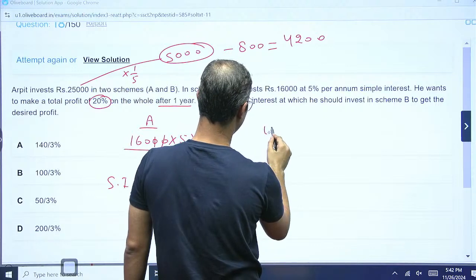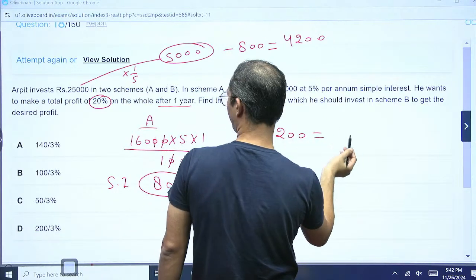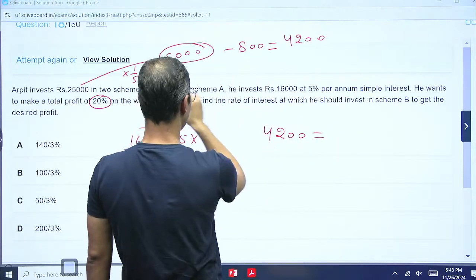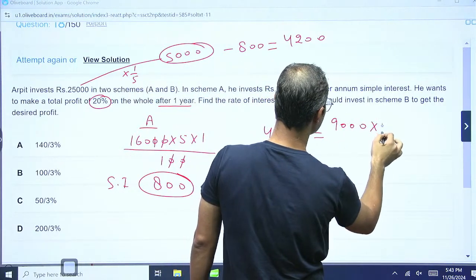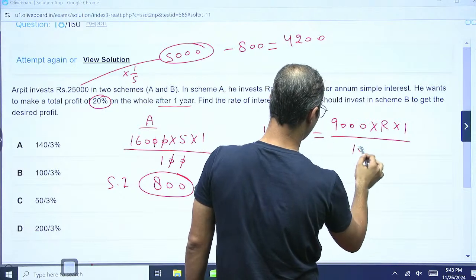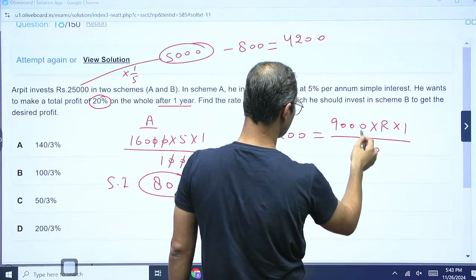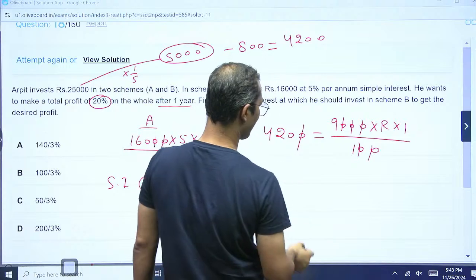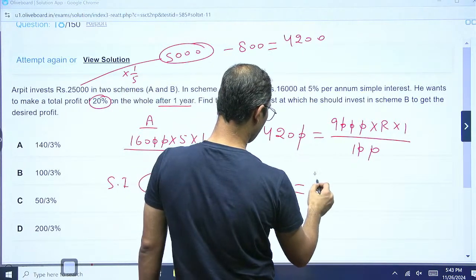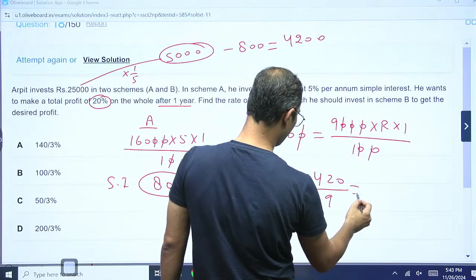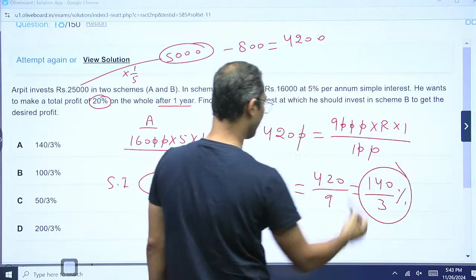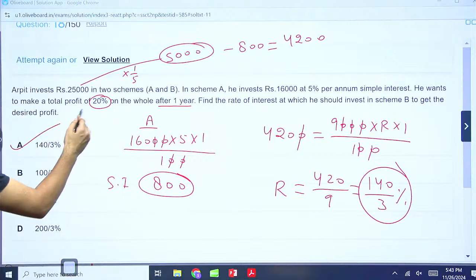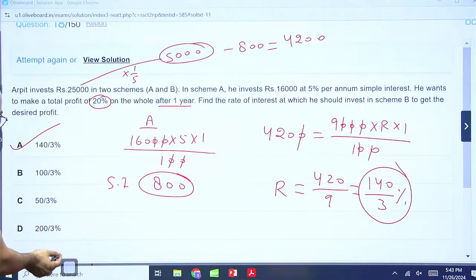So we can say that 4,200 simple interest equals P. What is the principal? 25,000 minus 16,000. So it is going to be 9,000, right? Into R into 1 divided by 100, right? So we can say that the zeros cancel. So R is going to be 420 divided by 9. Dividing by 3, 140 by 3% is the right answer. Again, very easy question. A part is the right answer. Yes, you are right.